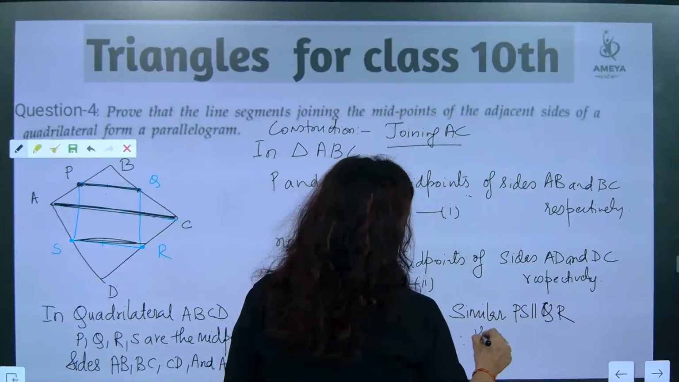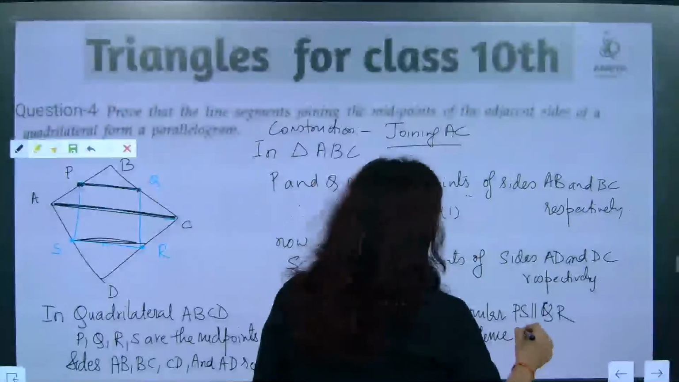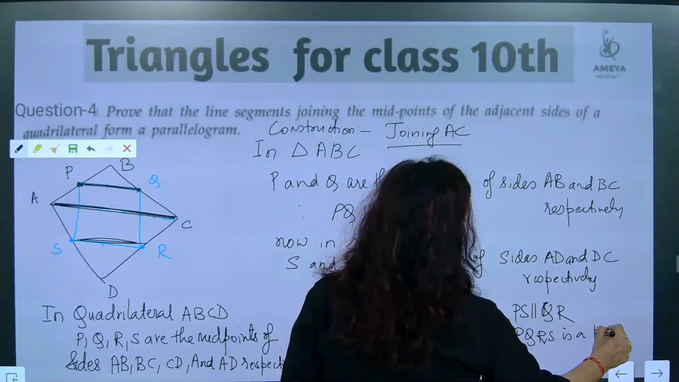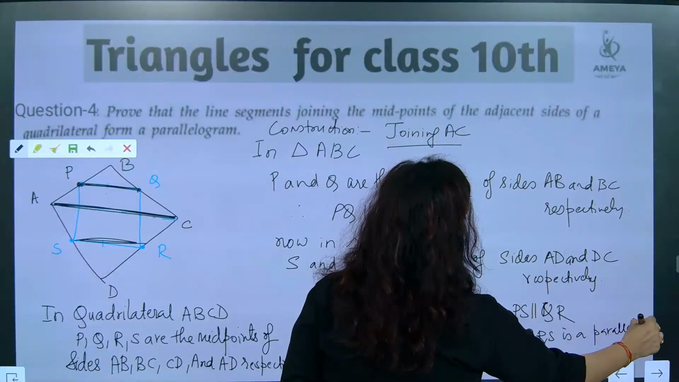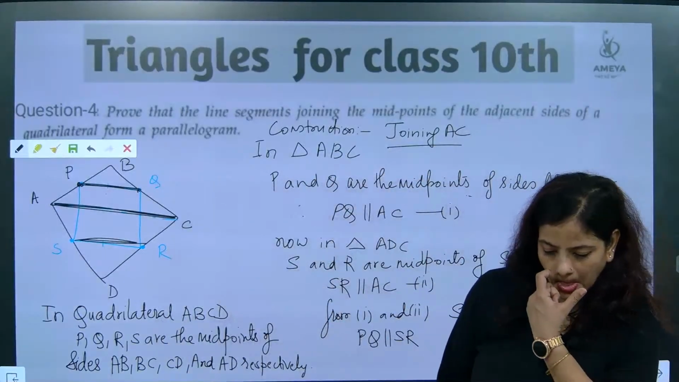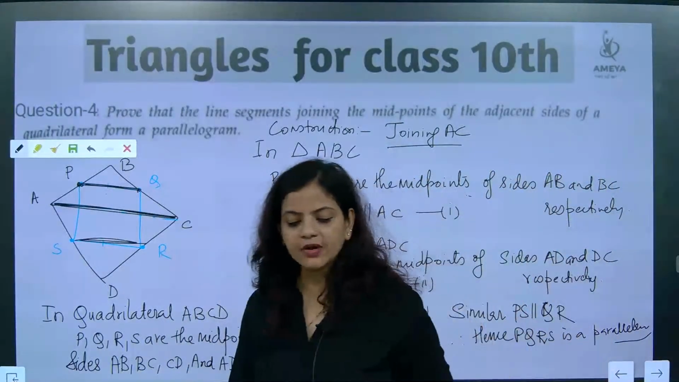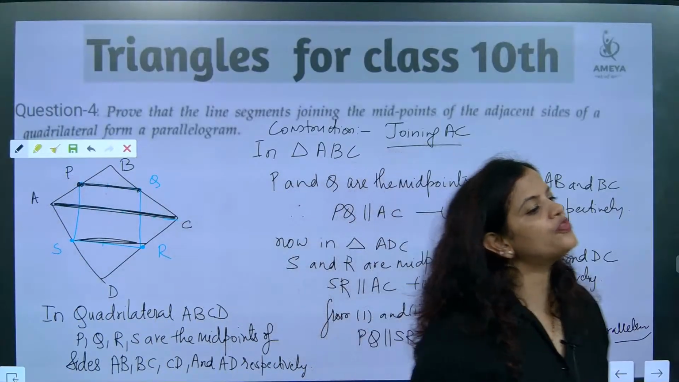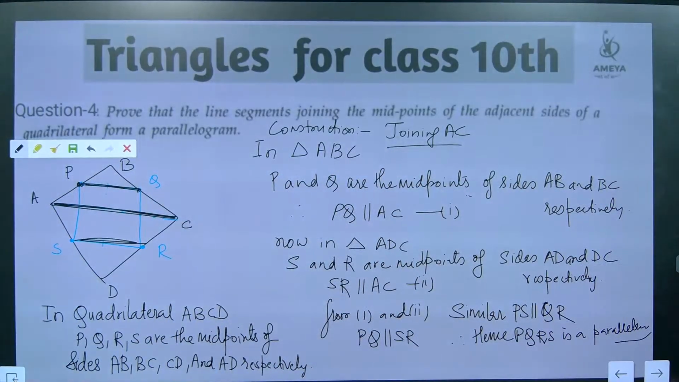Hence PQRS is a parallelogram. That's it. Got it? Similarly, we can prove the opposite sides also, beta. I hope you have understood this section, beta. This is not a tough section. This is exactly an easy question.